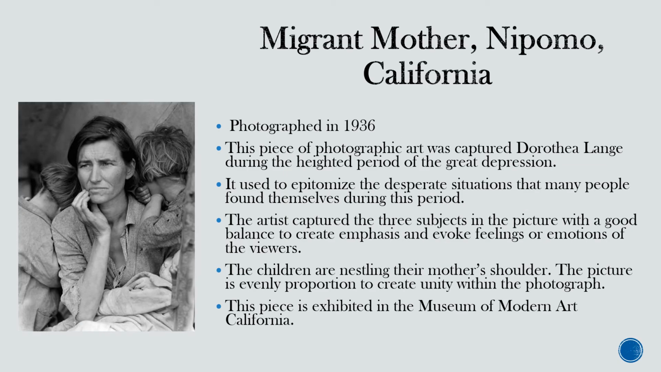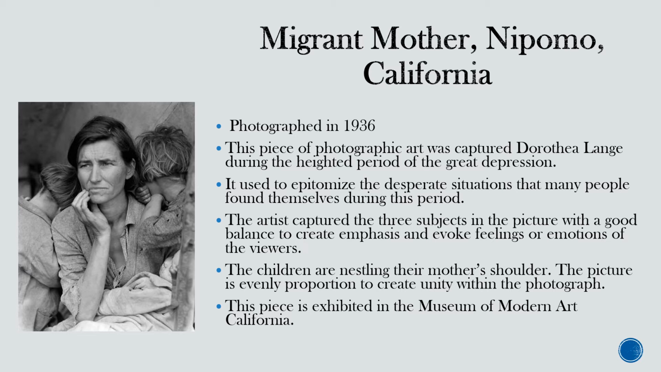Let's talk about the portrait Migrant Mother, Nipomo, California. The portrait was photographed in 1936. The piece of photographic art was captured by Dorothea Lange during the height of the Great Depression, and it's one of the most powerful ones she took. It is used to epitomize the desperate situation that many people found themselves in during this period, as we can see in the woman's facial expressions and the way her children are positioned on her shoulders.